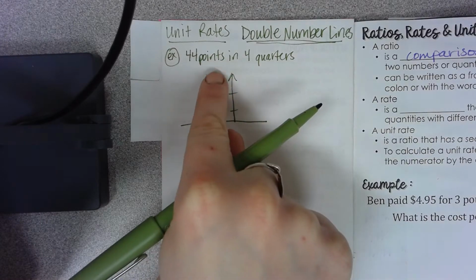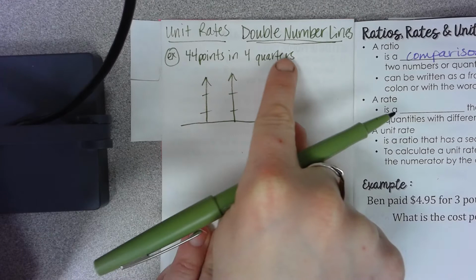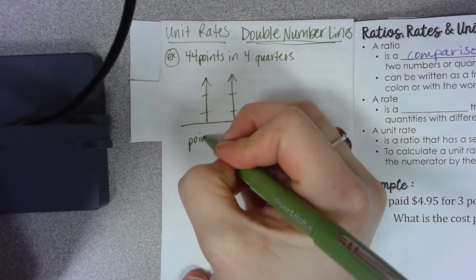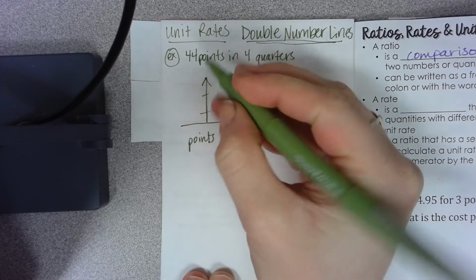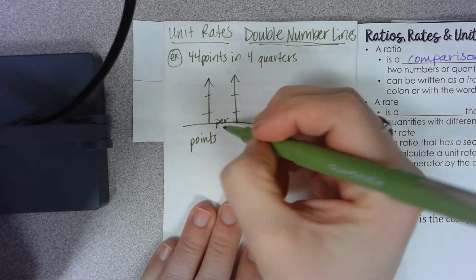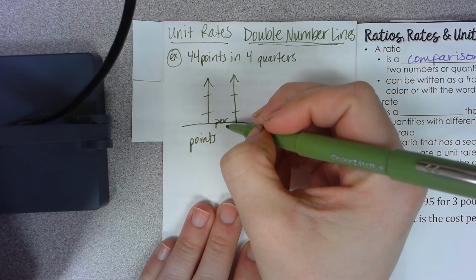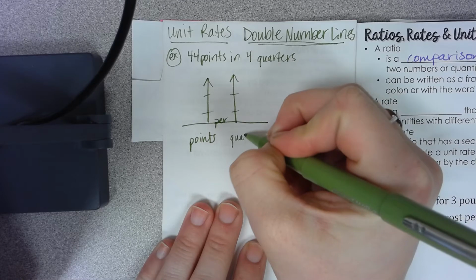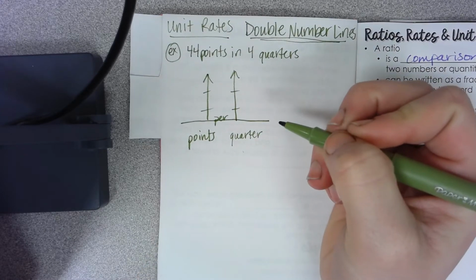Now, a lot of the times, I would just do it in the order you see them in the problem. So here we have points. And then I'm going to put the word per here. A lot of the times, because you're trying to find a unit rate, you're going to need that word per. Points per quarter, because that is what we're trying to find.